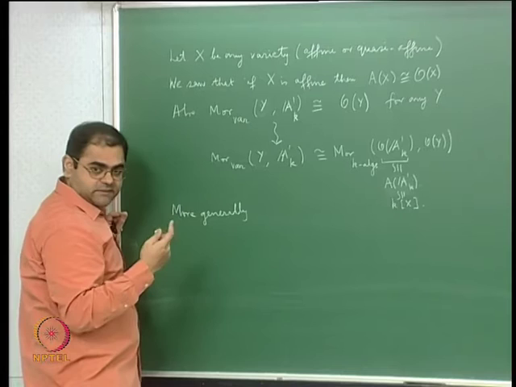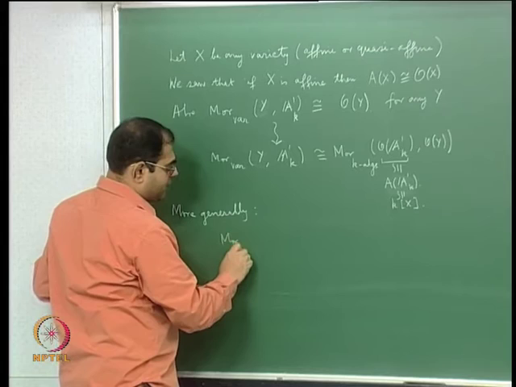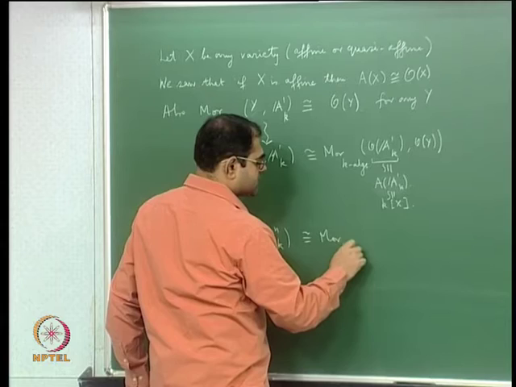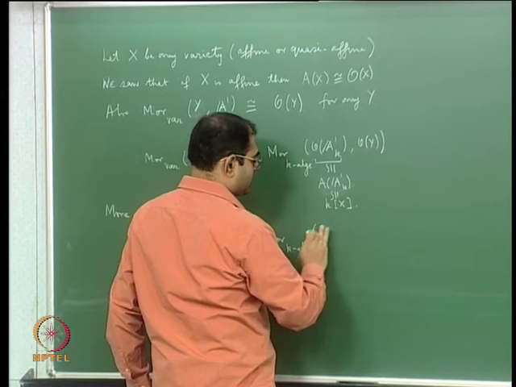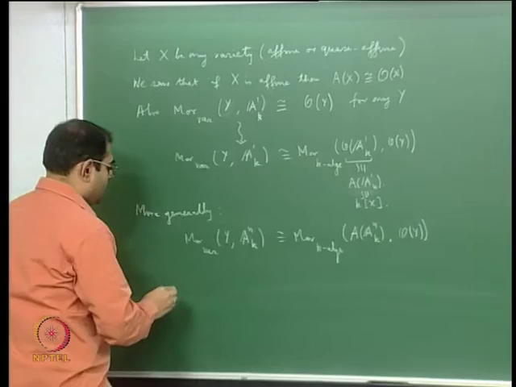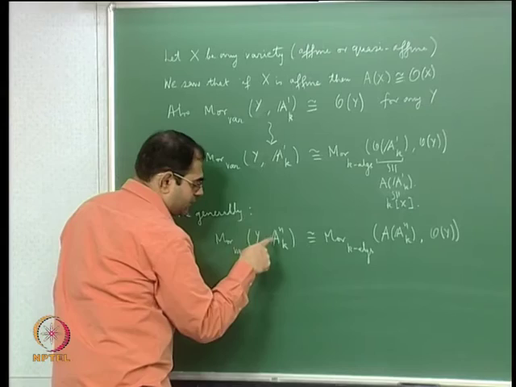So the statement is: morphisms of varieties from Y to A^n can be identified naturally with morphisms of k-algebras from O of A^n, that is A of A^n, to O_Y. And what I have done for A^n, I can do also for an irreducible closed subset of A^n, namely an affine variety.